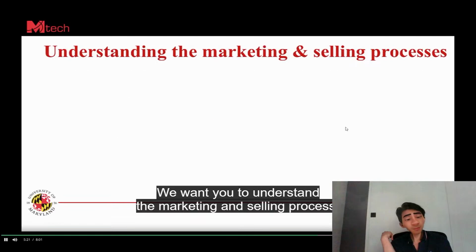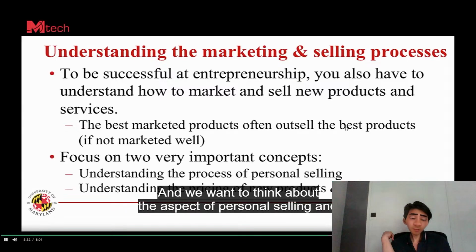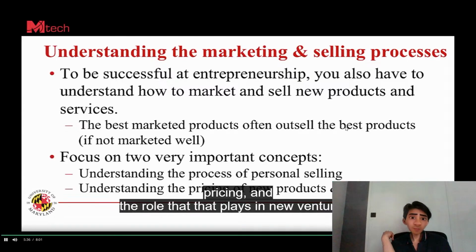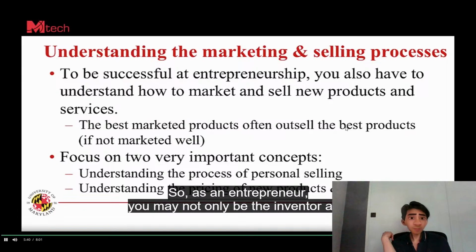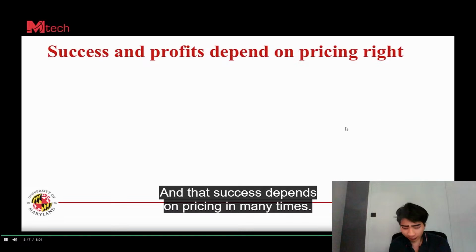We want you to understand the marketing and selling process. To be successful, you need to recognize that the best marketed products often win. It's not simply the best products. And we want to think about the aspect of personal selling and pricing and the role that that plays in new venturing. So as an entrepreneur, you may not only be the inventor and the innovator, you might be the head salesperson as well. And that success depends on pricing in many times.